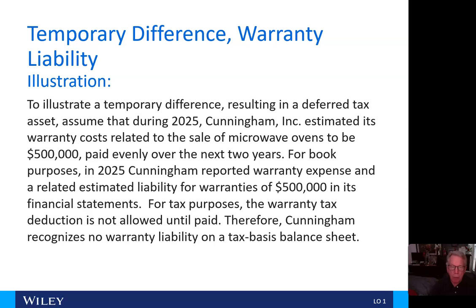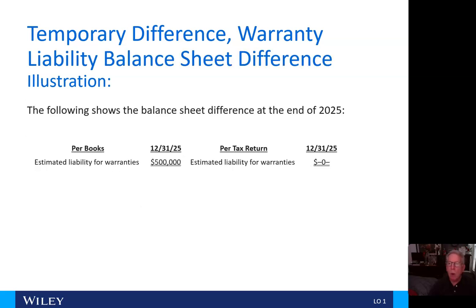So for tax purposes, the warranty tax deduction is not allowed until it is actually paid. So therefore, Cunningham recognizes no warranty liability on a tax basis balance sheet. Okay, so per the books, we have estimated liability for warranties of $500,000. But for tax purposes, the estimated liability for warranties is 0.